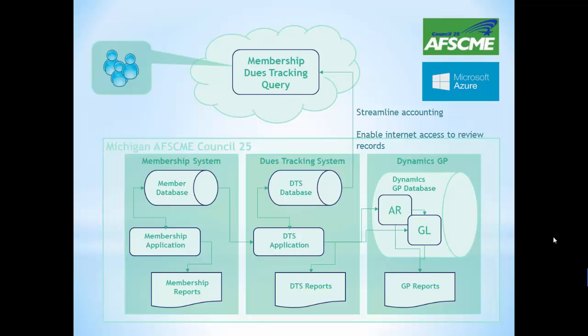The purpose of the dues tracking system is to streamline the accounting and reporting of membership union dues and to provide secure and efficient access for authorized members to review the records of their union chapter's membership dues activity.